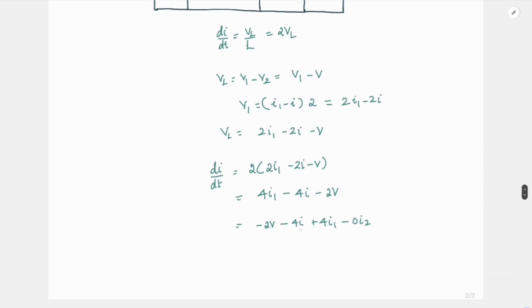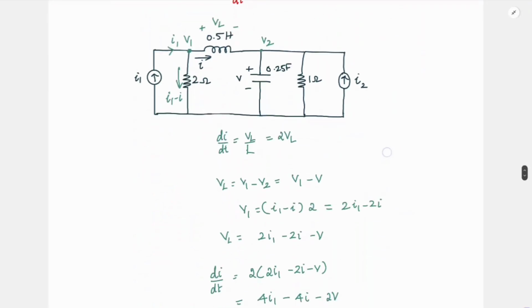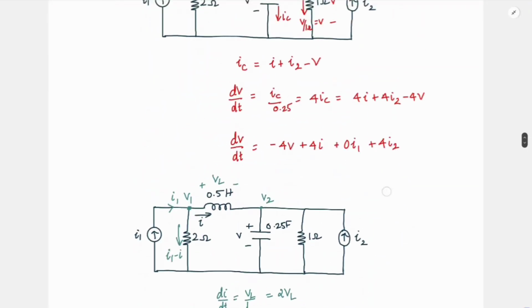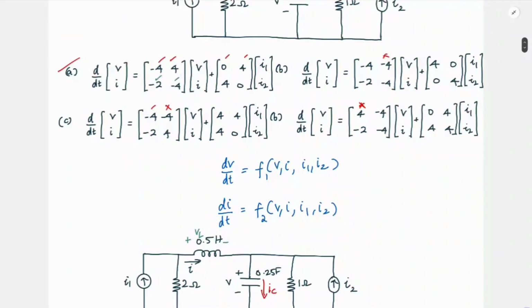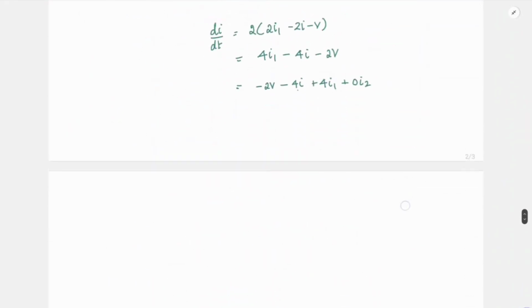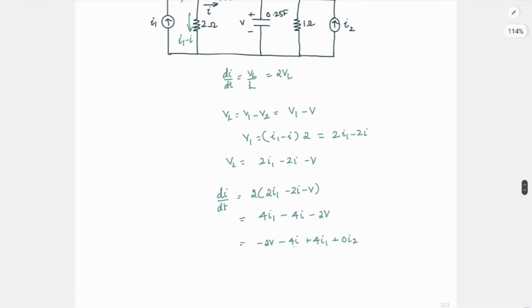So let us cross check. We have minus 2, minus 4, 4 and 0. We can also write plus 0. So minus 2, minus 4, 4 and 0, right? So this is what we got. So this is how you will verify.